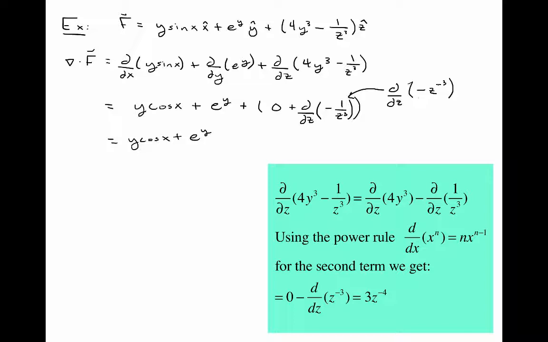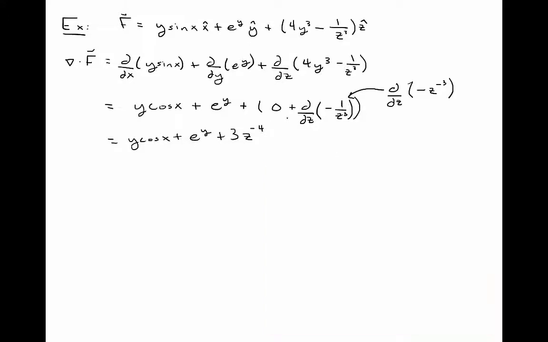Okay, so you bring down the minus 3, multiply that times the minus sign, so you end up with plus 3, and then you have z knock down the power, minus 4. All right, that's our divergence. So the way I normally do these videos is I'll do a few examples and then I'll give you some to try yourself. That way you make sure you're up to speed before you go any further into the video.